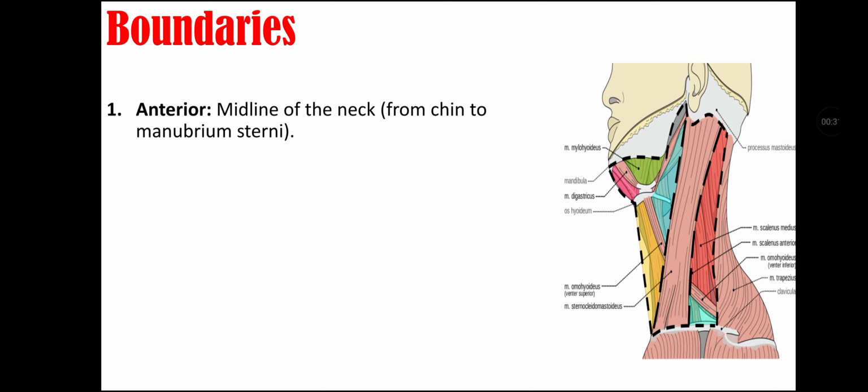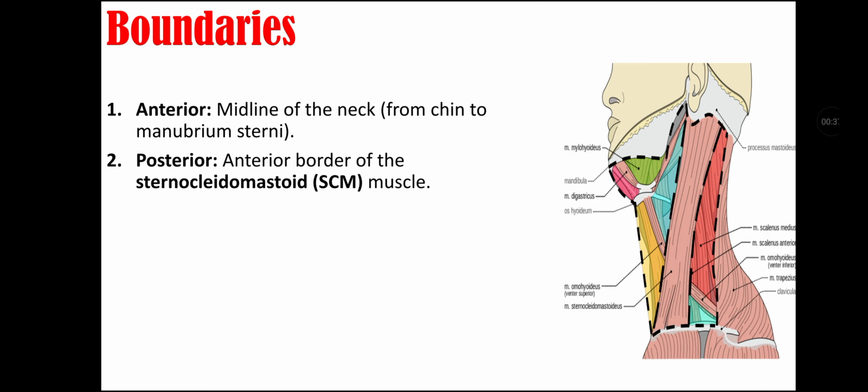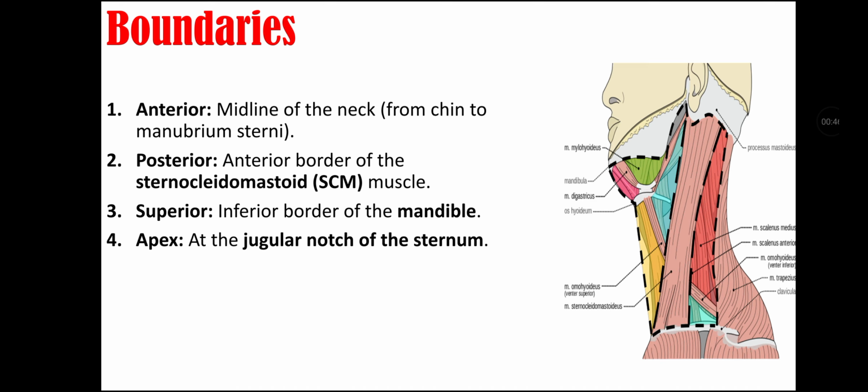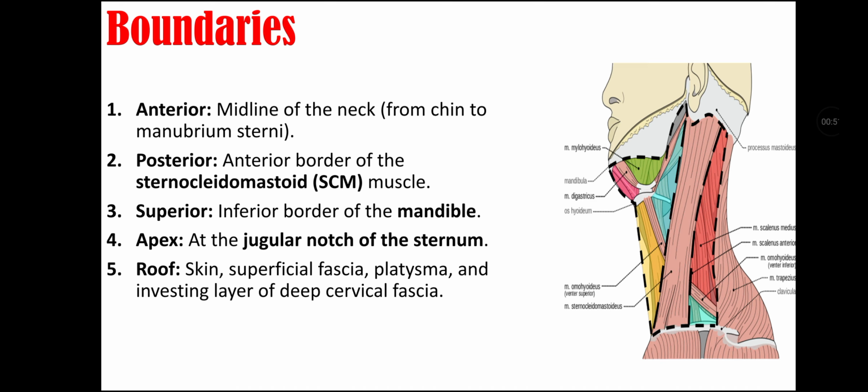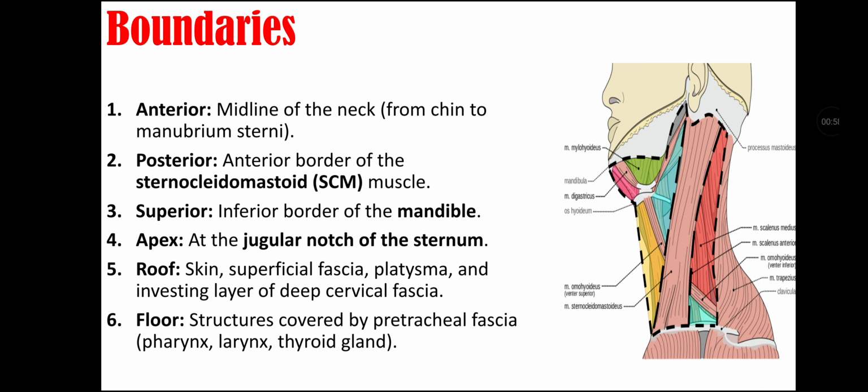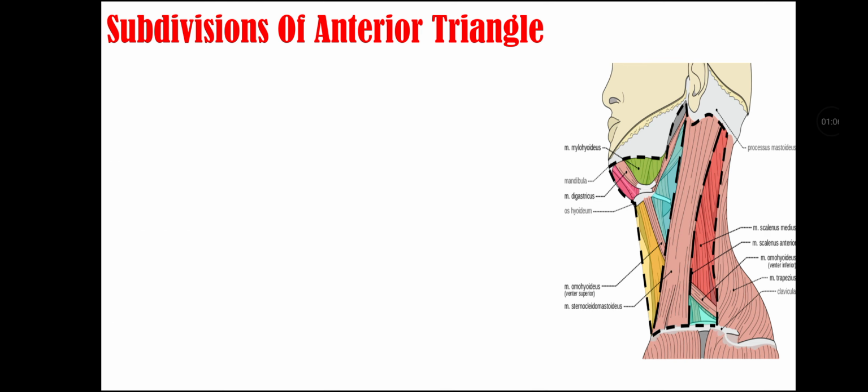Boundaries of the anterior triangle. It has an anterior boundary, that is the midline of the neck from the chin to the manubrium sterni. It has a posterior boundary that is formed by the anterior border of the sternocleidomastoid muscle. It has a superior boundary that is formed by the inferior border of the mandible. It has its apex at the jugular notch of the sternum. It has a roof that is formed by skin, superficial fascia, platysma, and the investing layer of deep cervical fascia. It has a floor that is formed by structures covered by the pretracheal fascia, which include the pharynx, larynx, and thyroid gland.